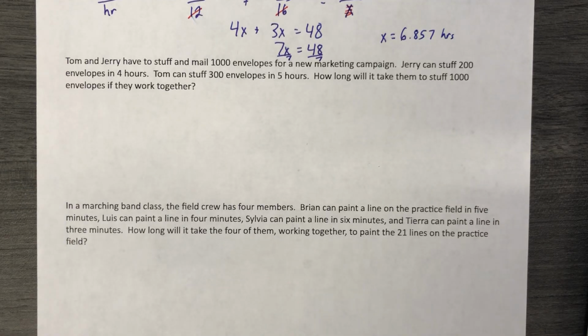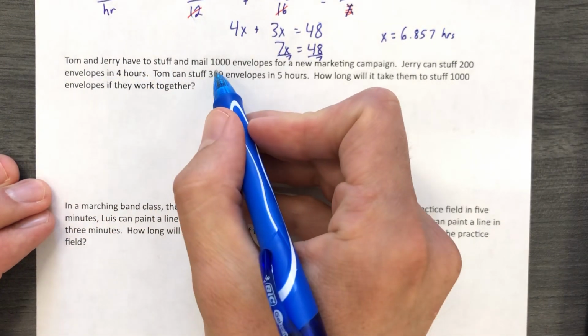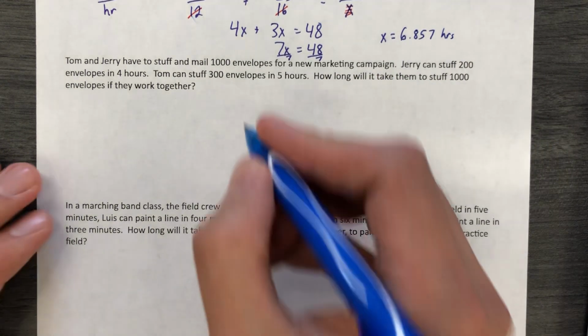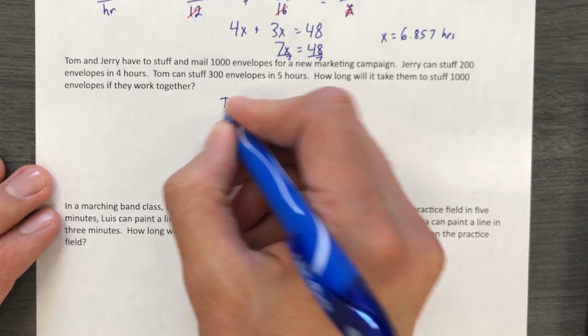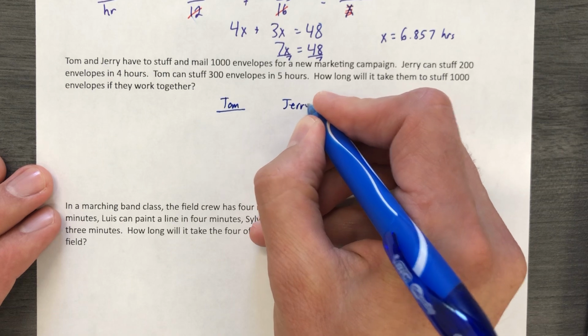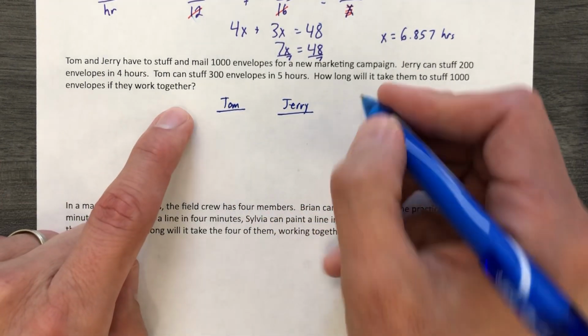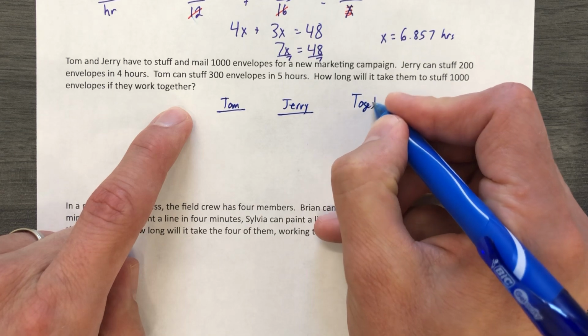So we get to Tom and Jerry, appropriately picked names. Tom and Jerry have to stuff and mail 1,000 envelopes for a new marketing campaign. Okay, stop right there. We have Tom, we have Jerry. They chase each other around. They get nothing done. And then if you keep reading, you know they're going to have to work together.